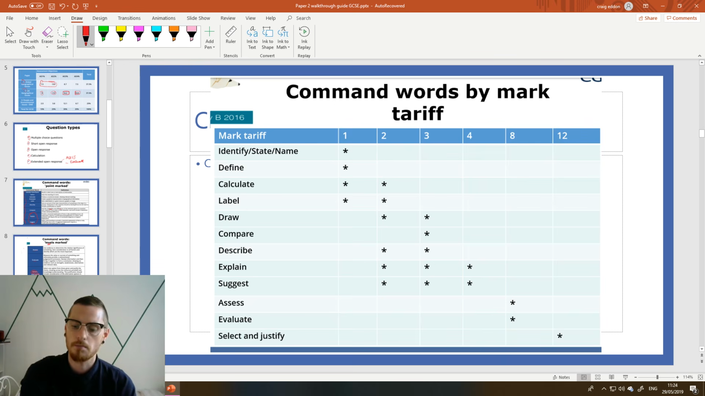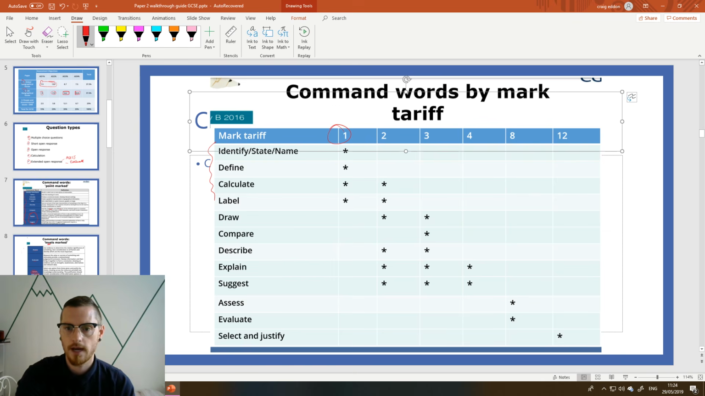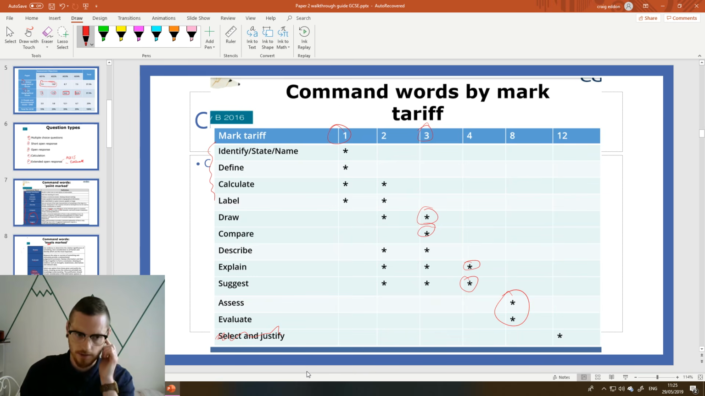So the spread in terms of mark tariff is how many marks these command words are worth. We can see that these command words are only worth 1 mark. We're starting to increase when we get across to 3 marks, compare and draw. Just to point out again, with compare, I would need 3 similarities and or differences. And then we're getting into higher marks. So 4 marks is going to be our suggest and explain. And then for this paper, 8 marks for assess and evaluate. And we've got no select and justify.